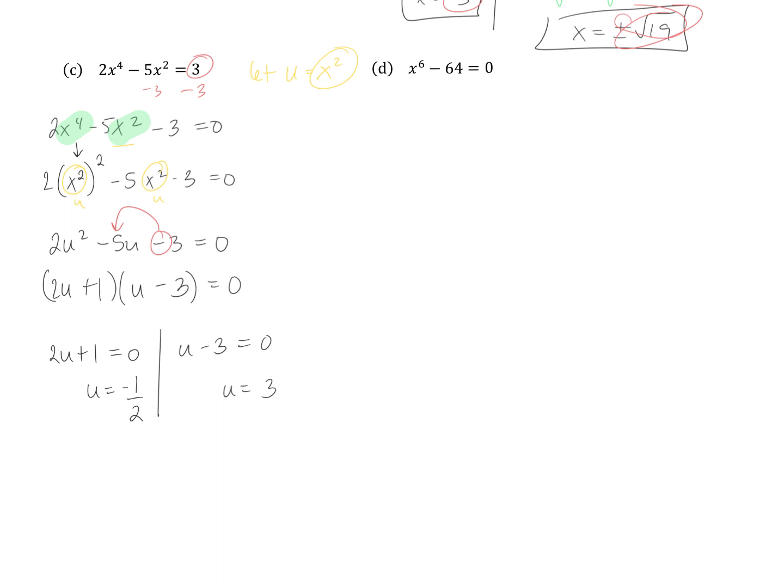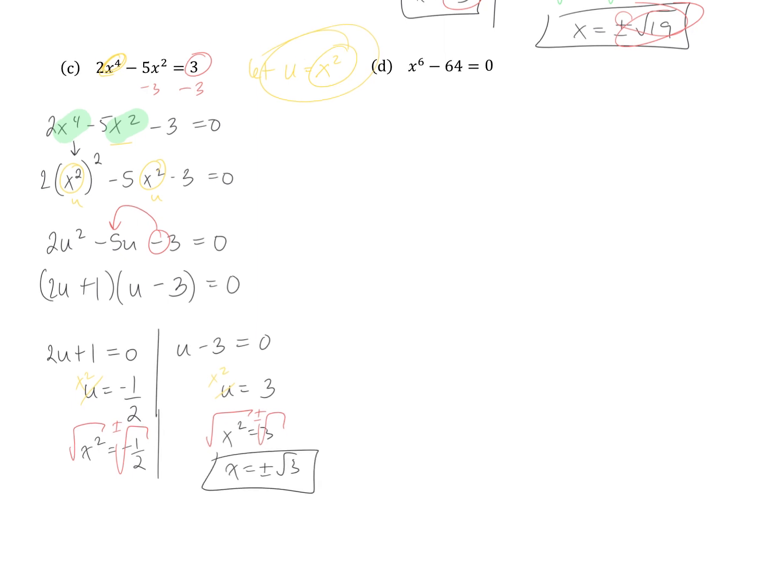Are we done? No, we're not, because remember, we're trying to solve for x, not u. So I'm going to have to re-sub in my x squared, because remember, u equals x squared. So now I have x squared equals negative 1/2, and x squared equals 3. We got to go ahead and use that square root property. So square rooting both sides. On the right side, I get x equals plus or minus the square root of 3.